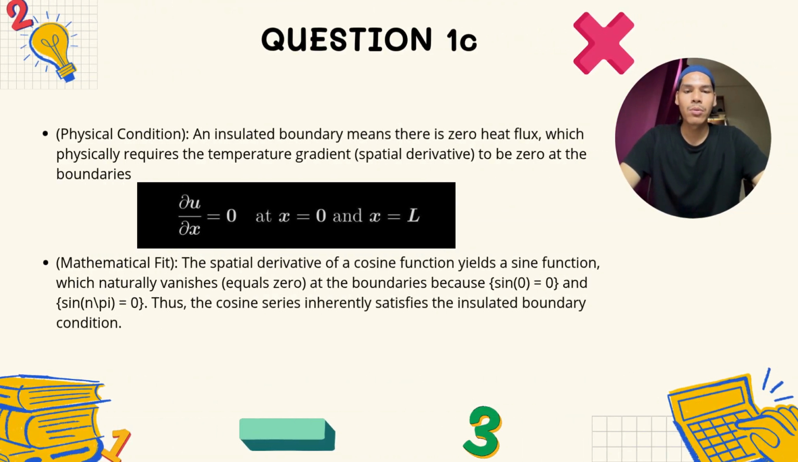Moving on to part C, let's look at why the cosine series is suitable for insulated boundary conditions in heat transfer problems. To understand this, we need to look at two main points. First, physically, an insulated boundary means there is zero heat flux, which requires the temperature gradient to be zero at the boundaries. For the second point, mathematically, the derivative of a cosine function is a sine function. Since sine naturally equals 0 at the boundaries, the cosine series inherently satisfies the zero gradient condition.